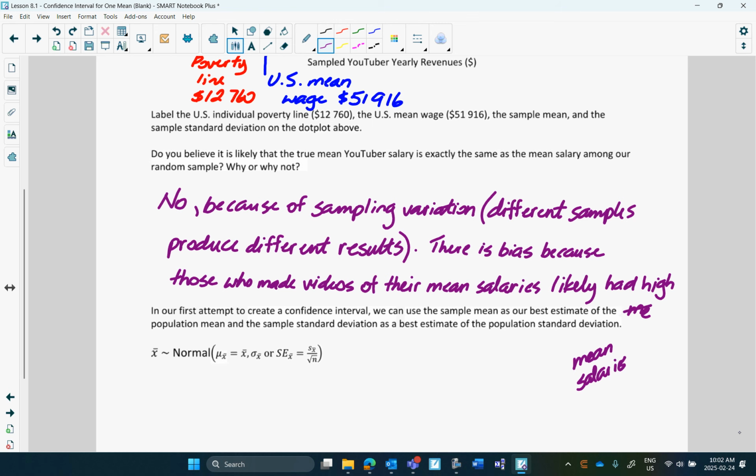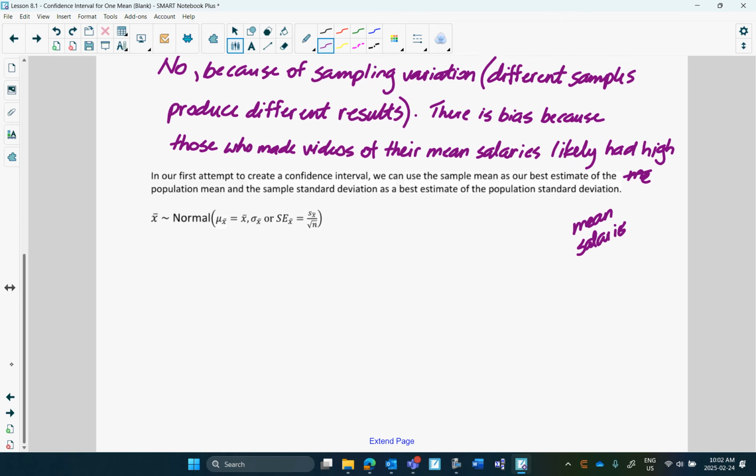Those who made videos likely had high mean salaries there. So that would lead to an overestimate of the population mean of the YouTube salaries.